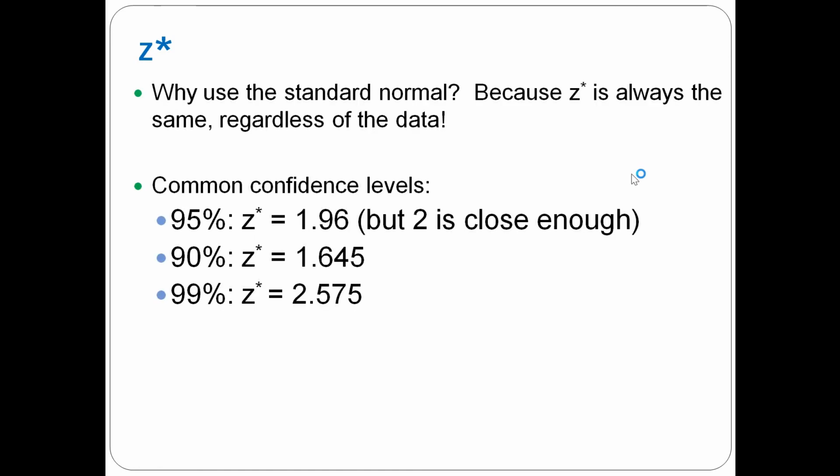Now, these values for z stars are always constant, so it's a good idea to write them down. So for the 95, we've seen that we've been using 2. The accurate number is 1.96. Whether you choose 1.96 or 2, both of them are correct. The z star for 90% confidence interval is 1.645, and the z star for 99% confidence interval is 2.575.